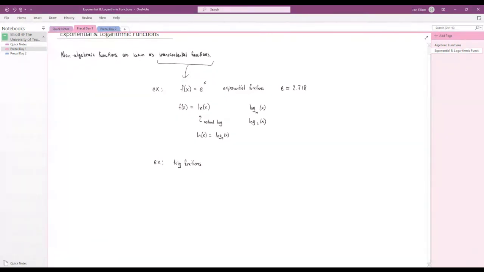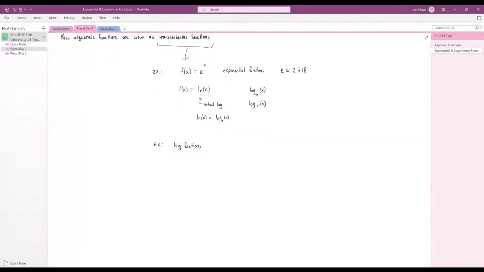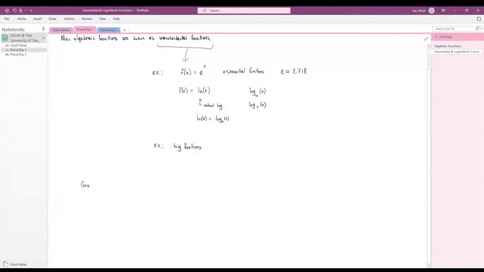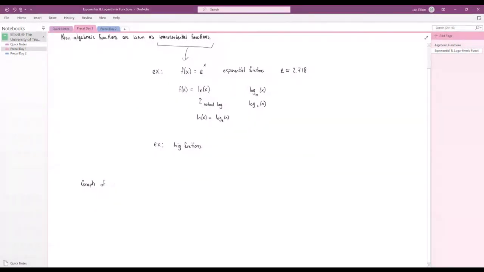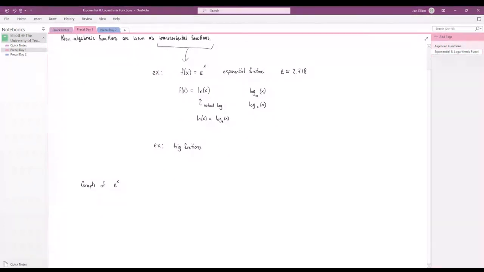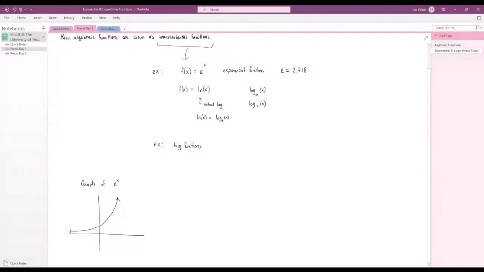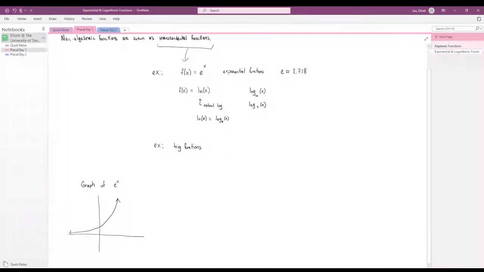So I'll talk a little bit about exponential and logarithm functions. First, I just want to kind of give you guys a picture of the graph. So I'll start with the exponential e to the x. So its graph will look something like this.